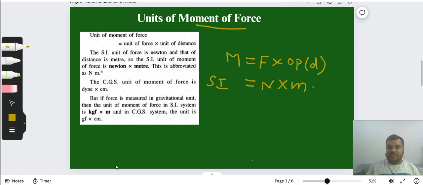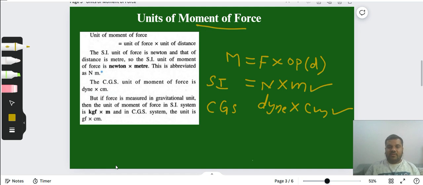This is the unit of the moment of force in the SI system. If you go to the CGS system, what is the unit of force? It is dyne. Dyne multiplied by centimeter, because the CGS system uses centimeter, gram and second. So the unit is dyne centimeter. This is in the CGS system.